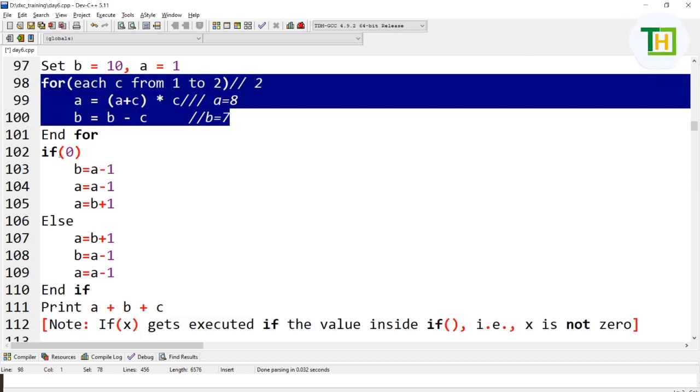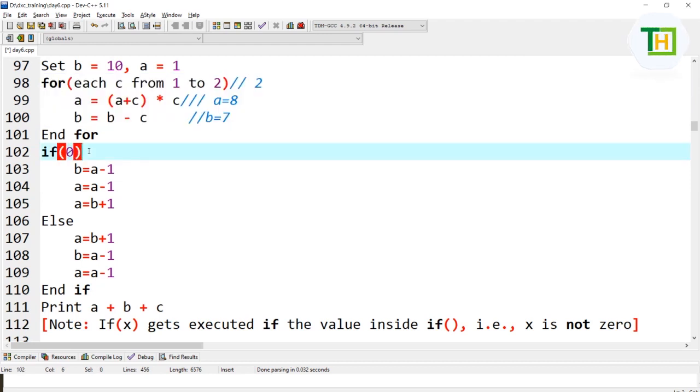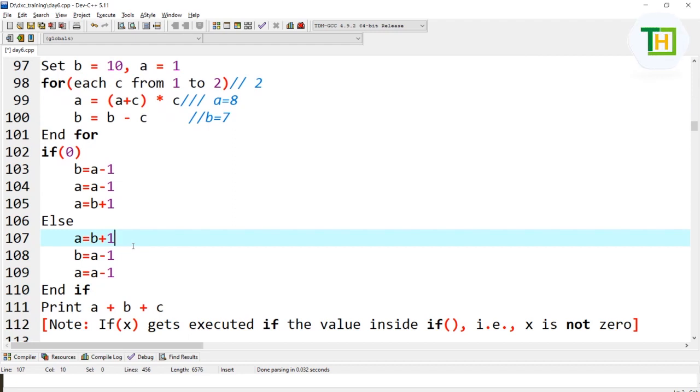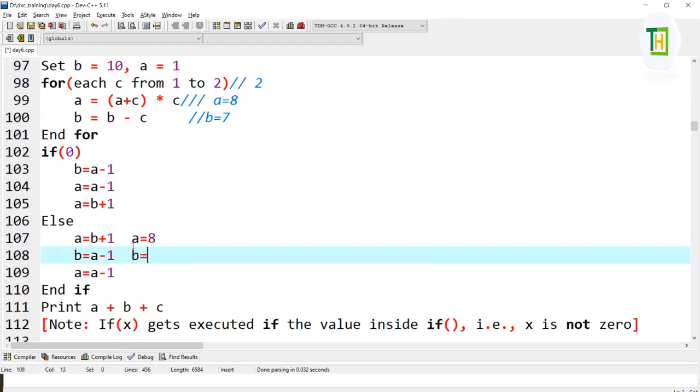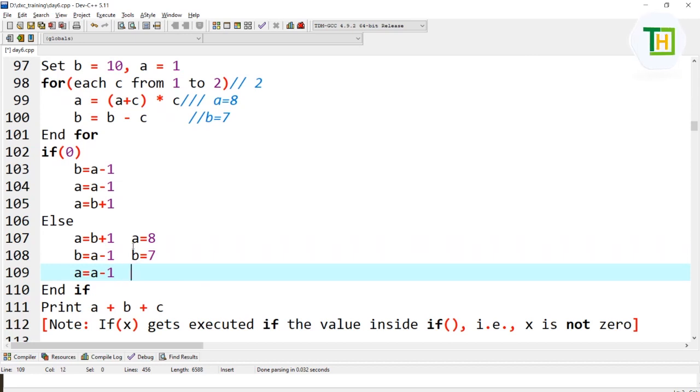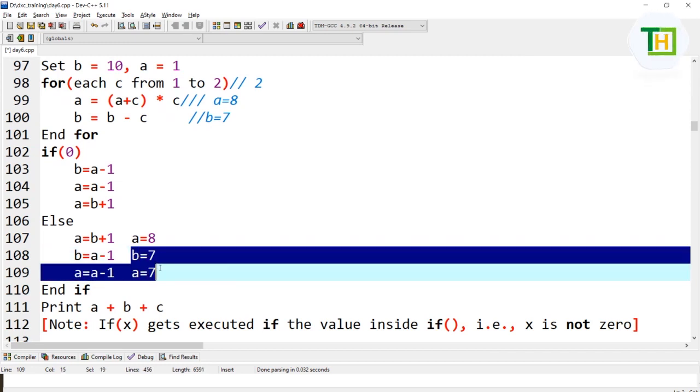And coming to this one, if of 0 means that is false, and it is coming to this position. A is equal to B plus 1. A is equal to B plus 1 means 7 plus 1, that is going to be 8. And B is equal to A minus 1. That is going to be 7. Okay. Then A is equal to again A minus 1, that is 7 again. And finally A and B values are 7 and 7.